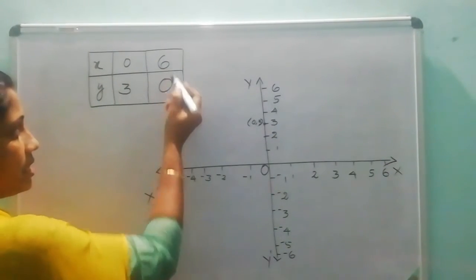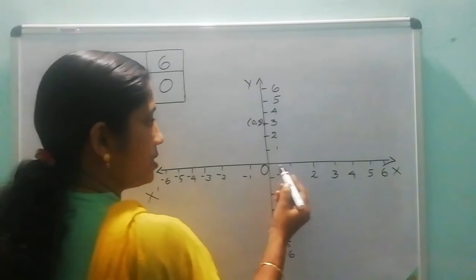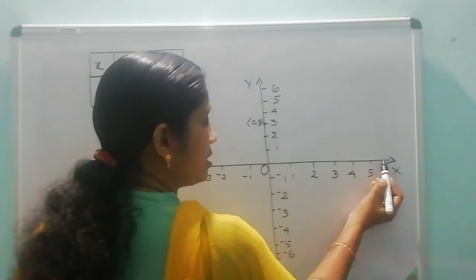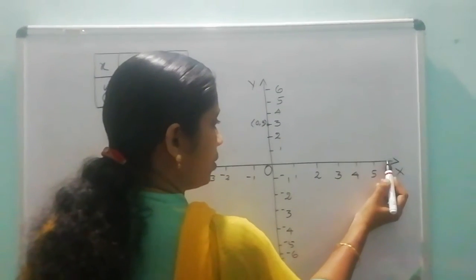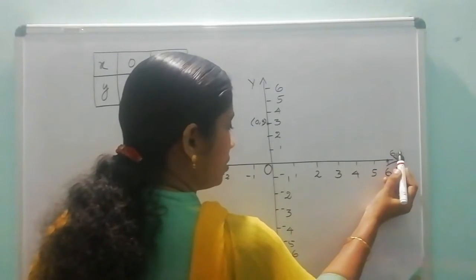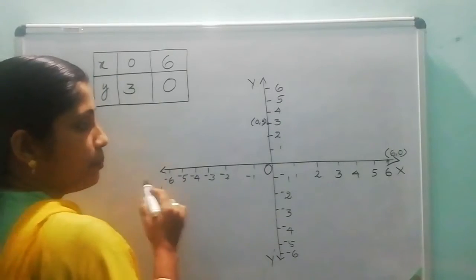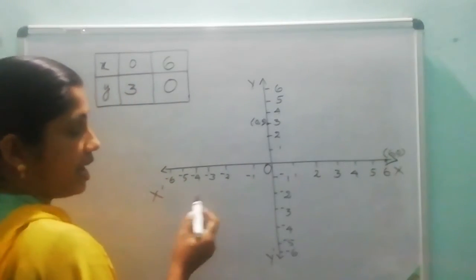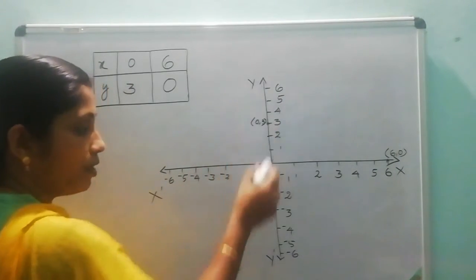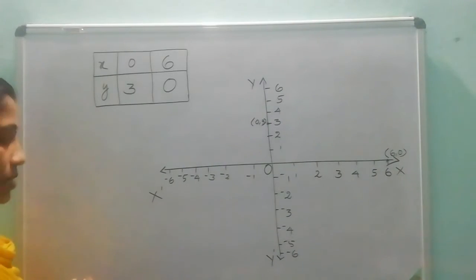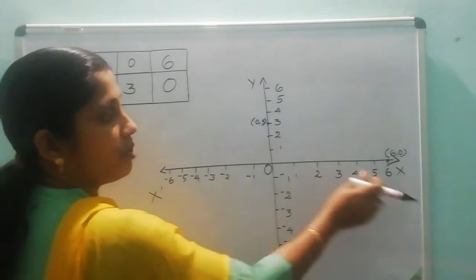Next point is (6, 0). On the x axis it is 6. You have to go there. Then (6, 0) is here itself. This point is (6, 0). As we already studied, if the y coordinate is 0, the point will be on the x axis, and if the x coordinate is 0, the point will be on the y axis. Thus we mark the two points (0, 3) and (6, 0).